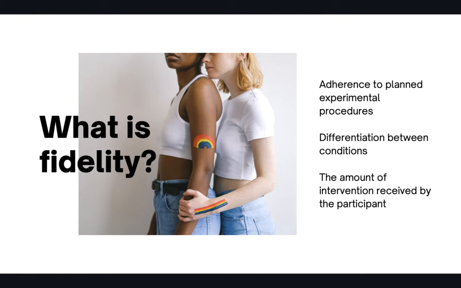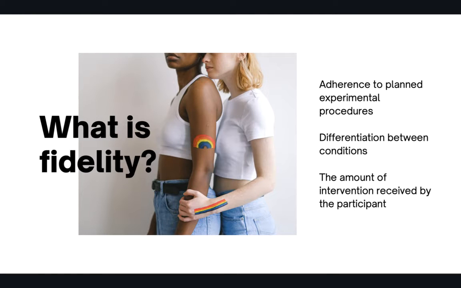So you can think of this as having 3 different components. Most commonly, we think about it as what's the percentage of adherence to our planned procedures. So if we have 10 steps, how many of those steps did we follow like we said we were going to do? You can also think about it as measuring the extent to which conditions were different.